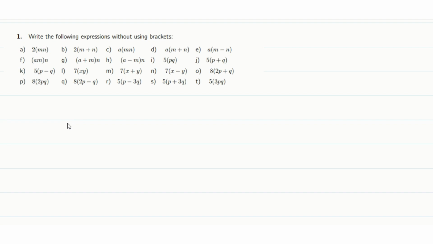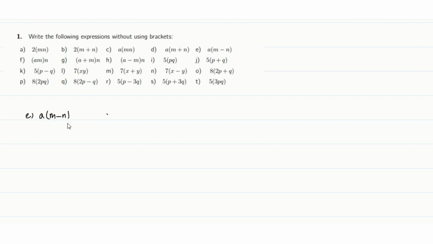Let's look at section E in here, where we have the expression a times the term inside the bracket, which is m minus n, and we want to expand this. The letter outside of the bracket, which is a, needs to be multiplied by the terms inside the bracket. Since we have two terms inside the bracket, one is m and the other one is minus n, we need to multiply the term outside of the bracket by each of these terms individually.